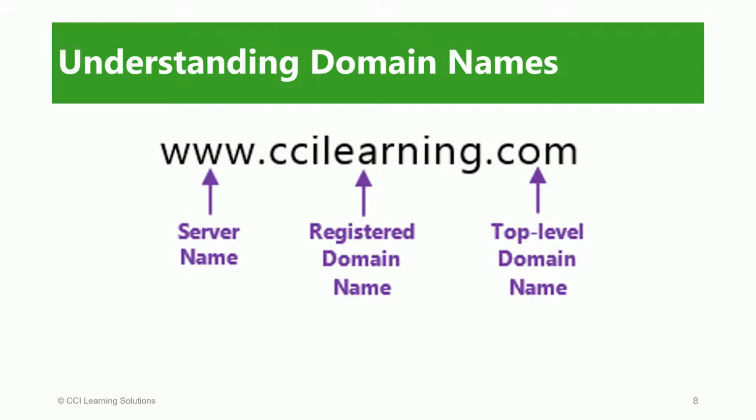So here we have a URL. So here's the various parts. So the www is the server name. The CCI learning is the registered domain name. And the .com is the top level domain name.